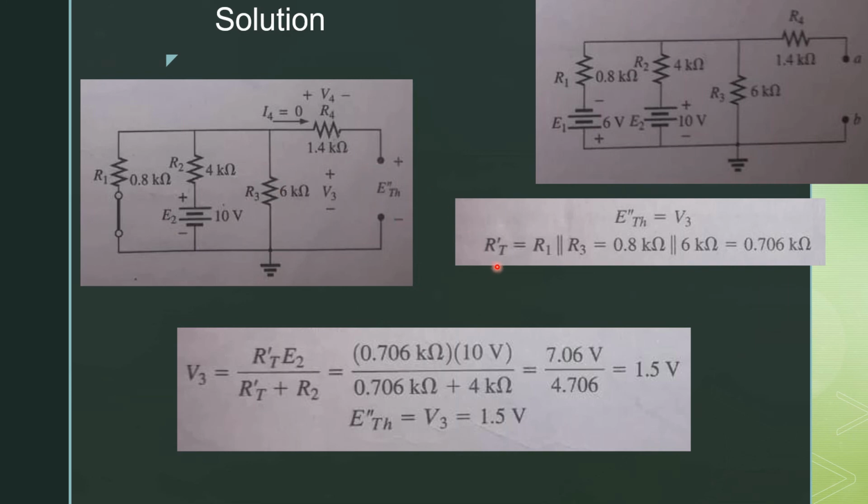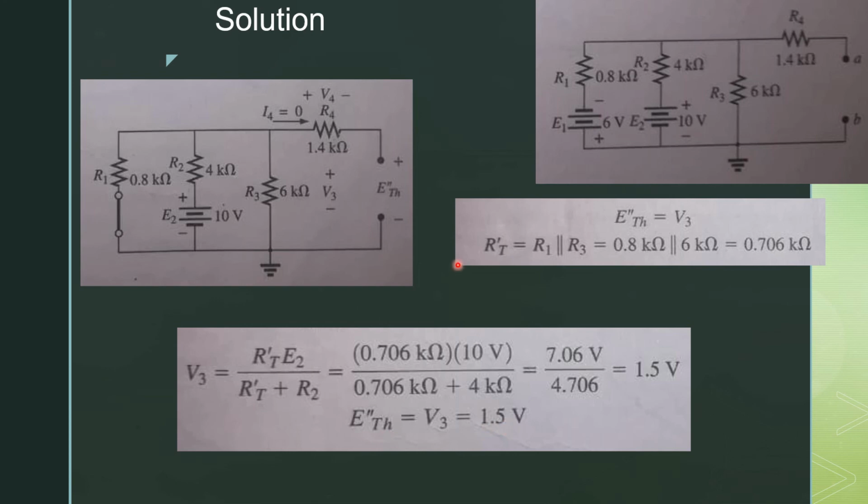So R prime T is equal to R1, which is parallel to R3, which is equal to 0.706 kilo ohms. So apply VDR to the simple circuit when we have two resistors. V3 is equal to R prime T E2 divided by R prime T plus R2. When we substitute the values, we get the value of V3, which is equal to 1.5 volts. V3 is basically equal to E Thevenin double prime, which is equal to 1.5 volt.